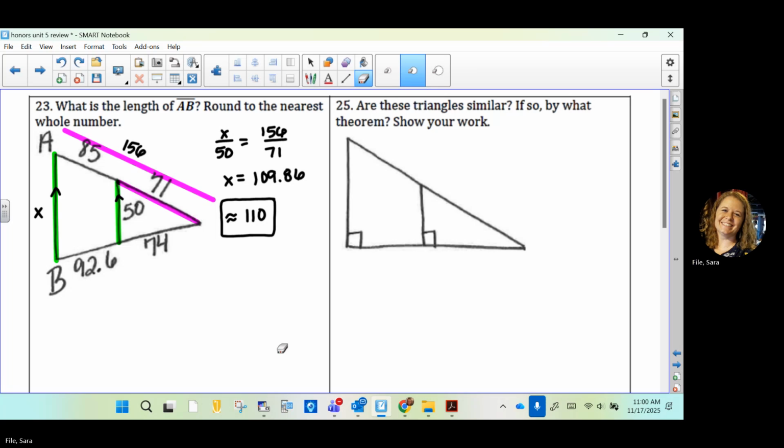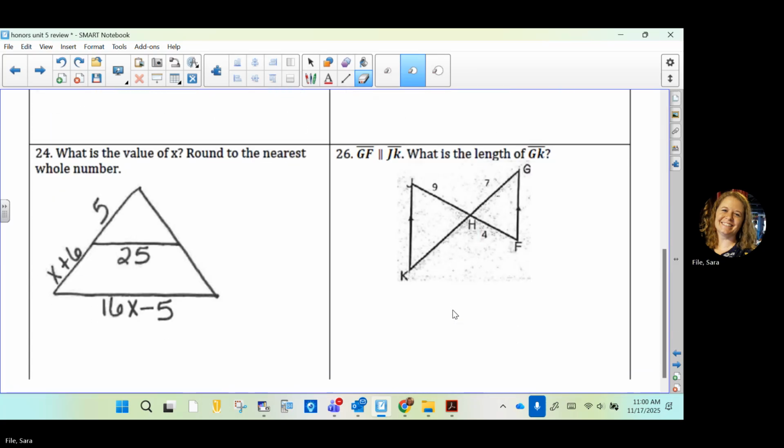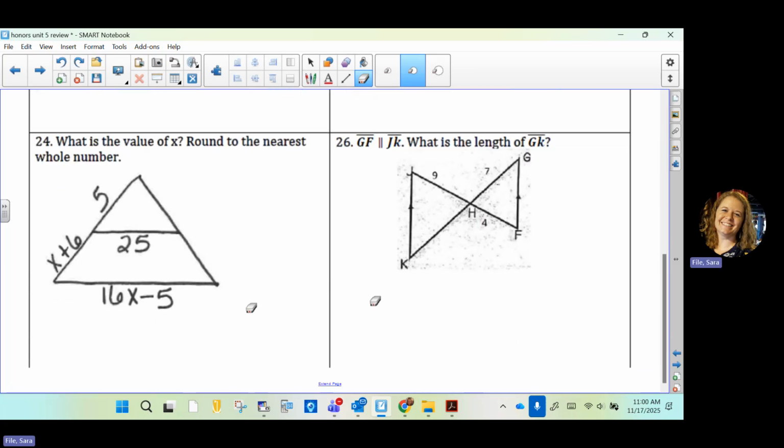What else? 26. All right, so in 26, we have the triangles that are kind of like the bow tie, where they have the intersection of the lines. Now this one does have the parallel markings here. It's kind of hard to see. They've got little arrows on here. If you didn't see that on yours, you can add them.